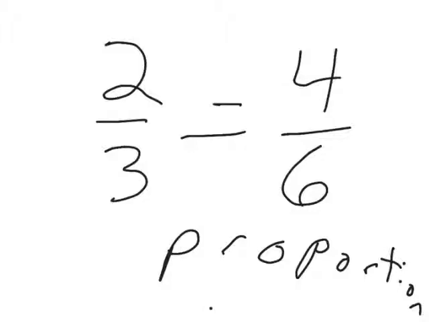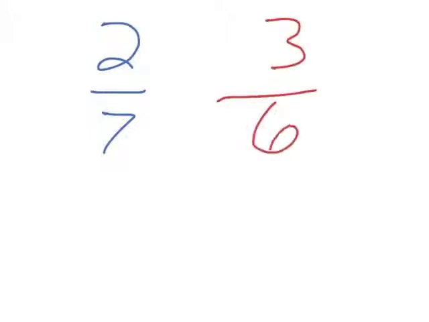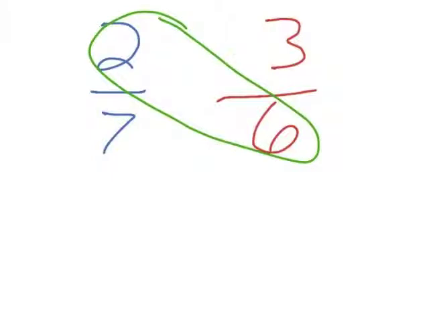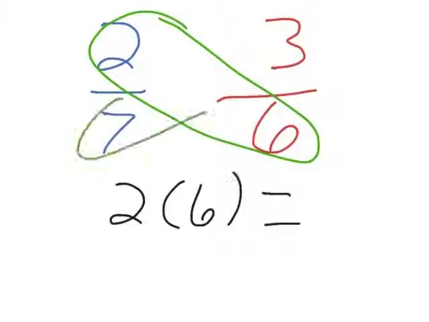So let's check another one here. Let's take the ratio 2/7 and see if it is in proportion or equivalent to 3/6. So again, we need to cross multiply. So we'll take 2 times 6, and see if it equals the other two numbers, which would be 7 times 3.